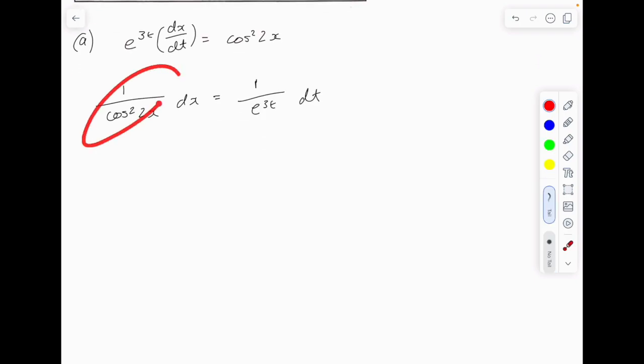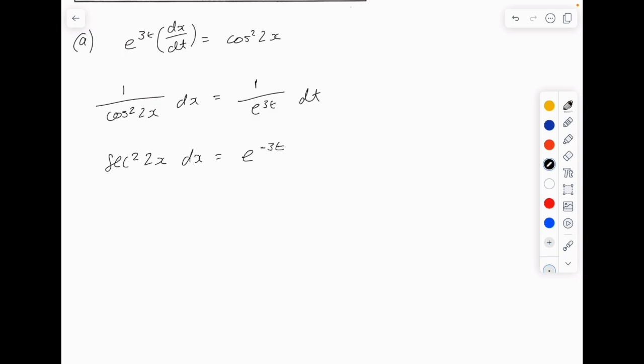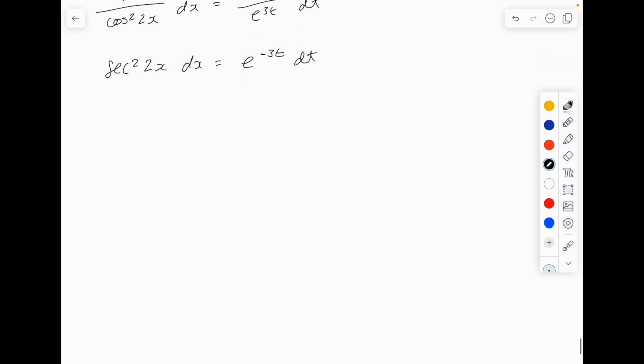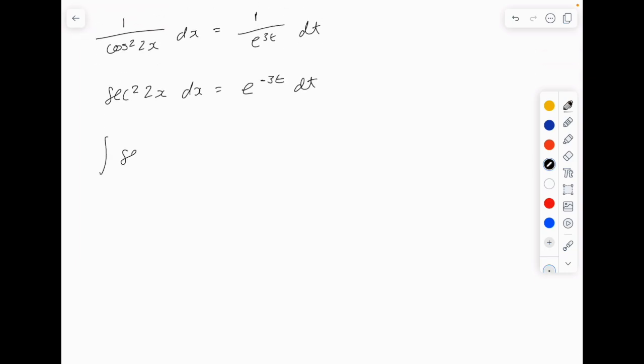And what is 1 over cos? Well, 1 over cos is simply going to be sec, right? So therefore 1 over cos squared 2x is equal to sec squared 2x. So what we get, sec squared 2x dx is equal to e to the negative 3t dt. Right, now let's integrate both sides. So the integral of sec squared 2x dx is equal to the integral of e to the negative 3t dt.